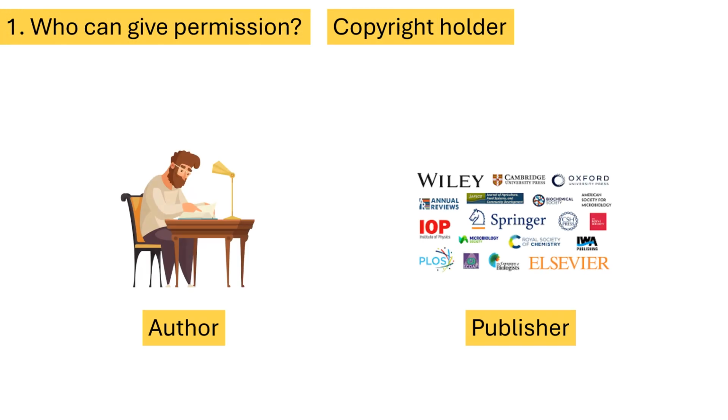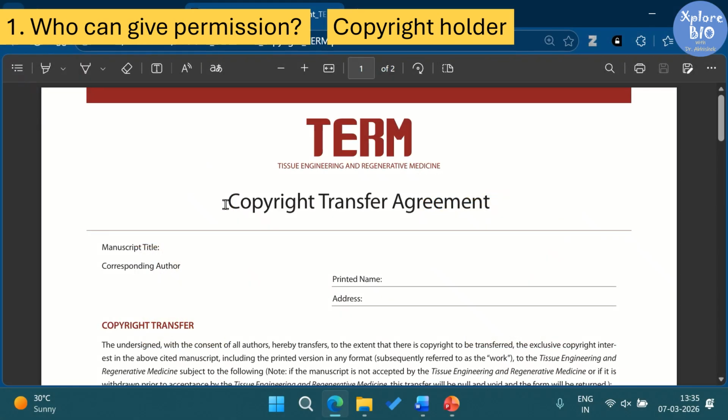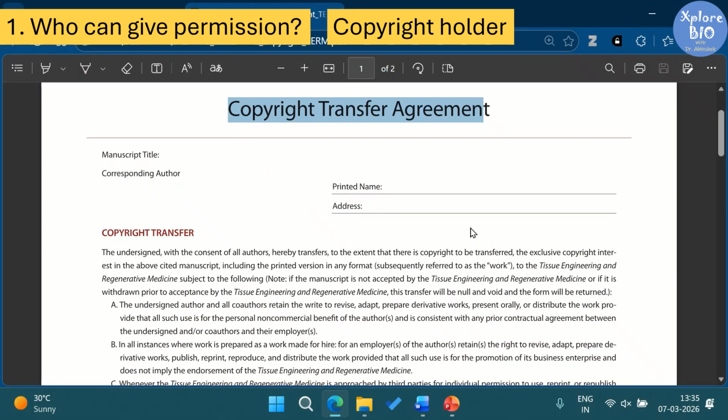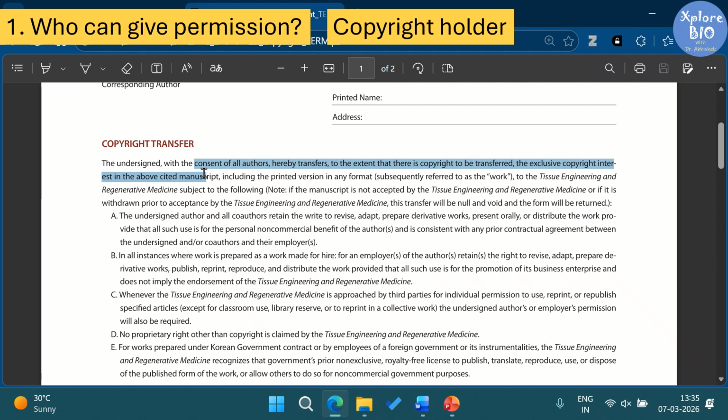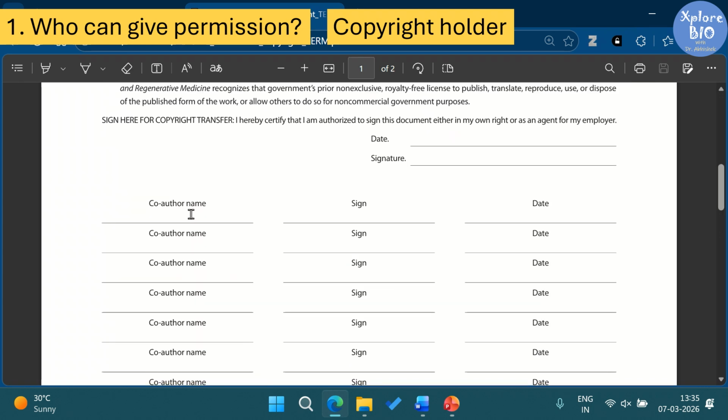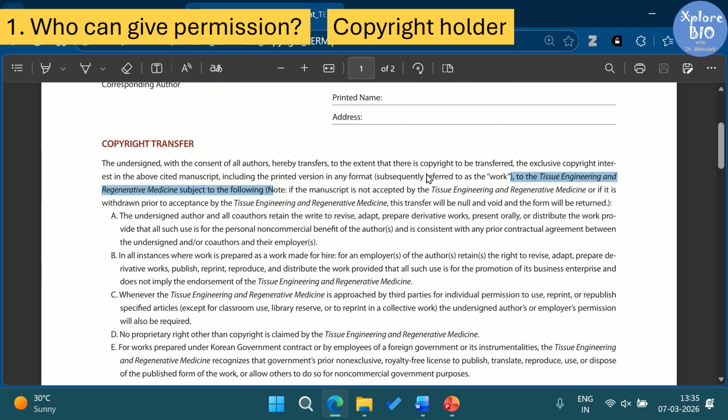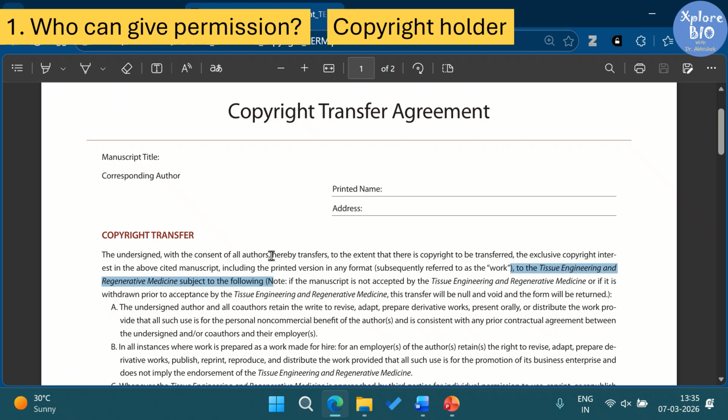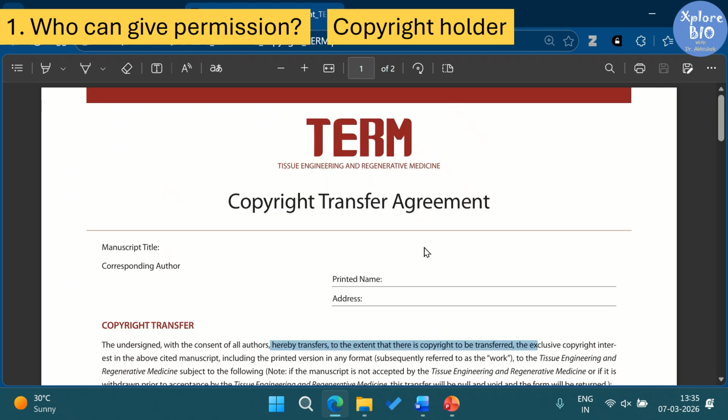First, who actually gives you the permission? It is a common misconception that you just need to ask the original author to reuse the figure. While reaching out to the original authors is a great professional courtesy, legally it's not up to them to give the permission. Why? Because when authors publish the paper, they almost always sign a copyright transfer agreement. This means the publisher holds the copyrights for that intellectual property. Therefore, your formal permission request must go directly to the journal publisher.